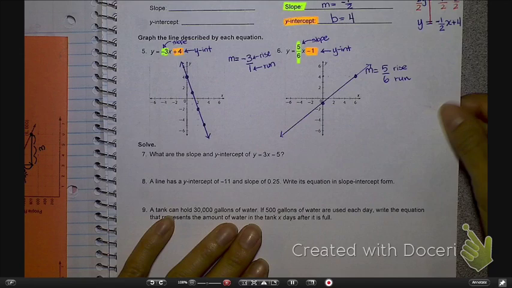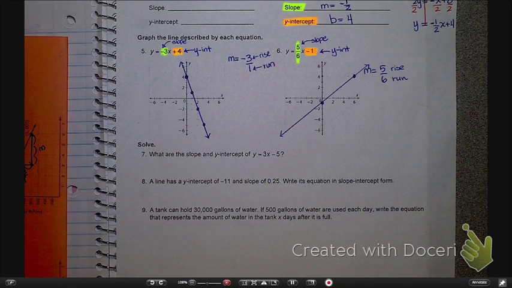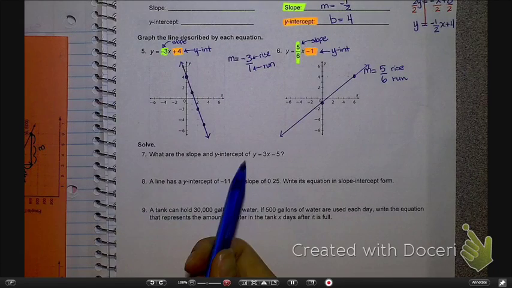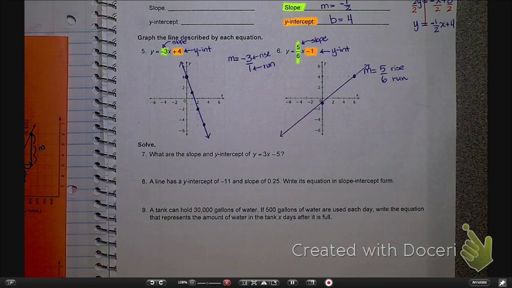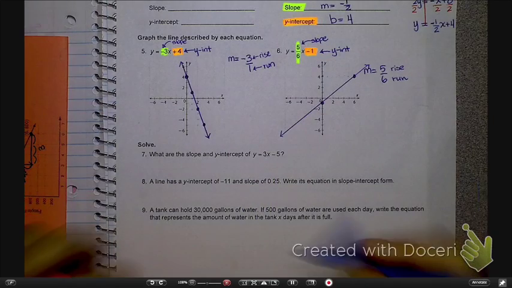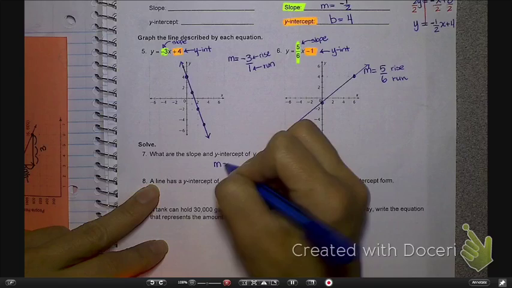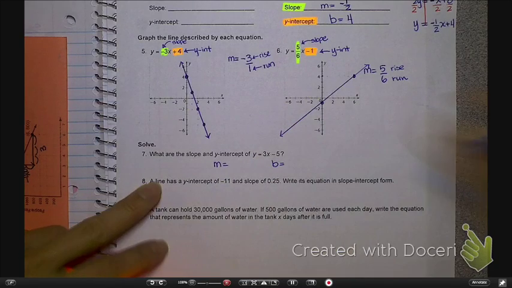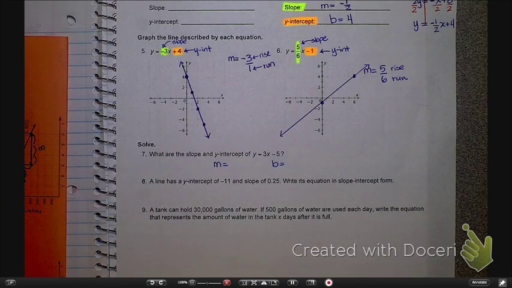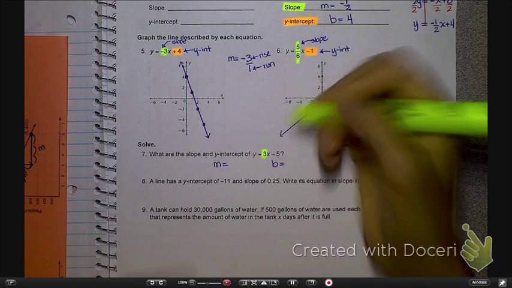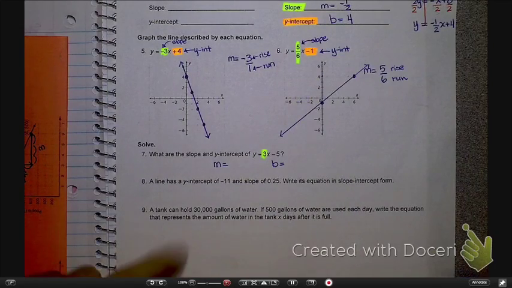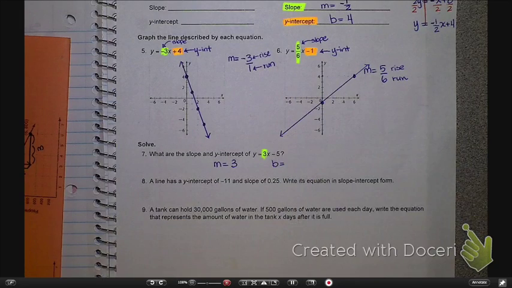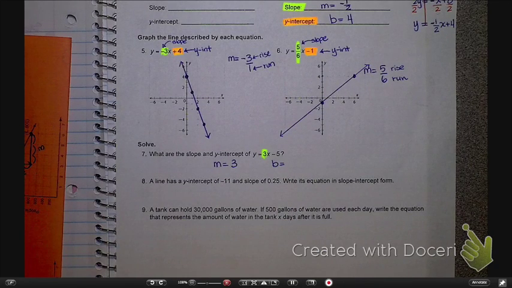All right, so let's take a look at problem 7. It says, what are the slope and the y-intercept of the line y equals 3x minus 5? So all you're doing is having to say, what is the slope and what's the y-intercept? So what's the slope here? Look at the number in front of x. What number is in front of x? Now, are you going to write down for your slope 3x? Is x part of the slope?